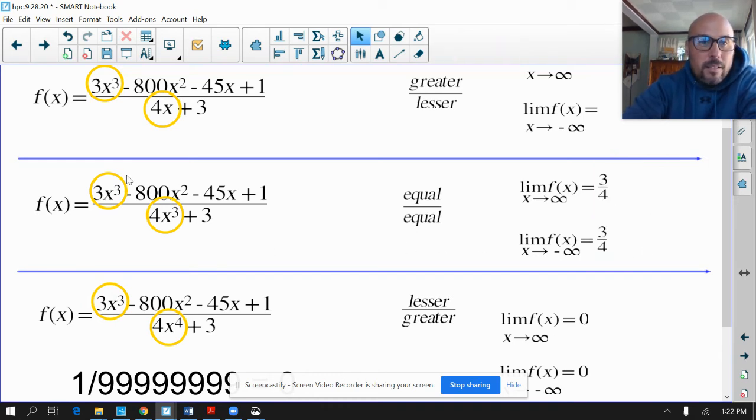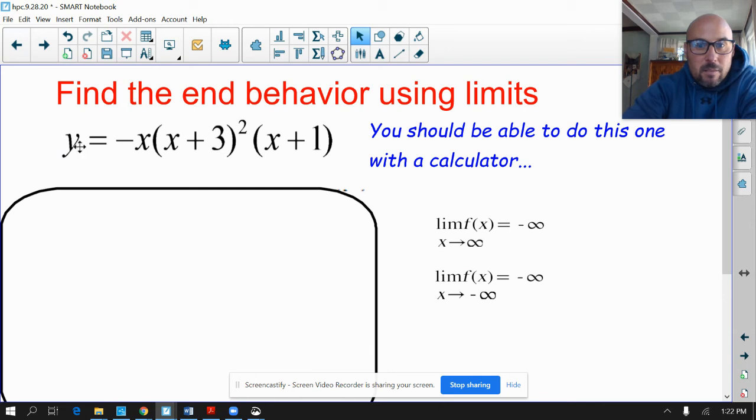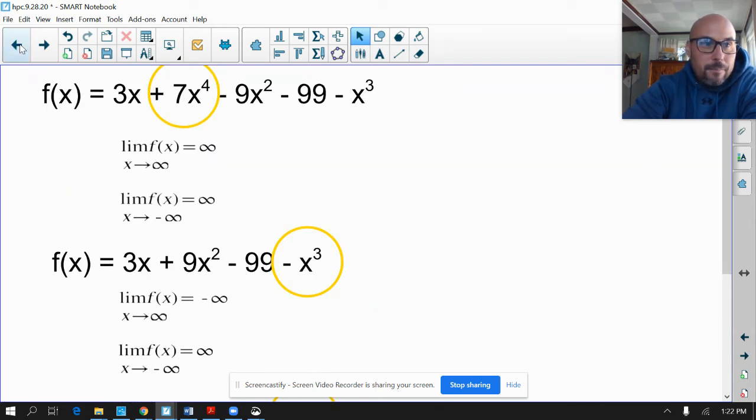So when the degrees are the same, it's just the ratio of the leading coefficients, which reminds me of this one 2 examples ago.